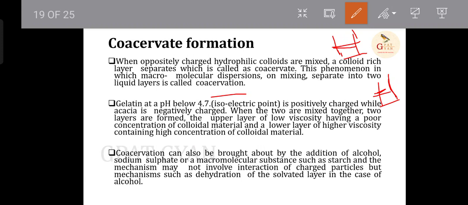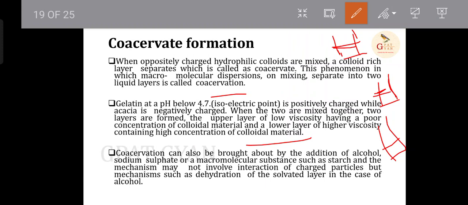Okay, so the example here is gelatin and acacia. They will obviously not mix together. If I try to mix them, two layers will be formed, so they are immiscible. The upper layer has low viscosity and a poor concentration of colloid. Try to understand, the upper layer has a lower concentration of the colloidal material, and the lower layer has a higher viscosity as well as a higher concentration of colloidal material. That lower layer, containing all those colloidal materials, is known as the coacervate.